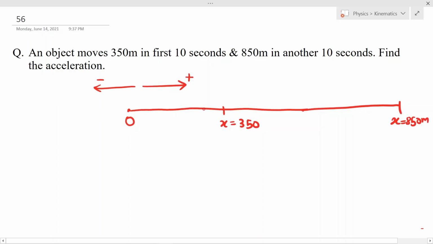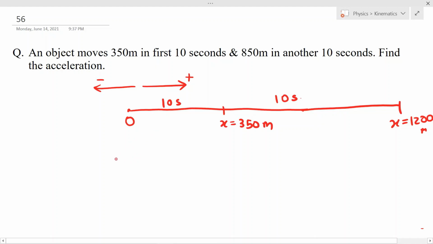So this distance 350 meter was covered in first 10 seconds, and this another 850 meter. So now another distance, sorry, this will be 850 plus 350, which is I guess 1200 meter. So this another 850 meter distance was covered in another 10 seconds. So now we have to find the acceleration. So now let's solve this. Let's assume that initial velocity is u.